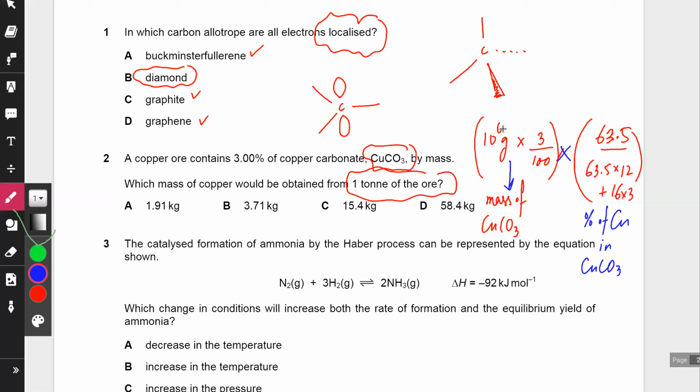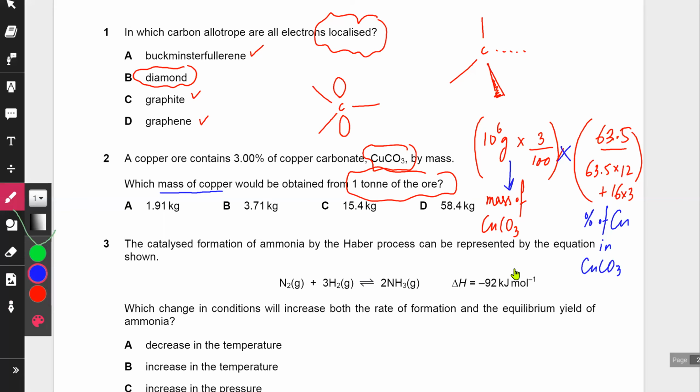You had 10 power 6 grams of the ore, and there was only 3% copper carbonate. So I multiplied that and I got the mass of copper carbonate. And then I figured out the percentage of copper in copper carbonate. That's 63.5 divided by the total. So I just multiply both of the things, and I'm going to get the mass of copper in the ore. Is this clear to everyone?